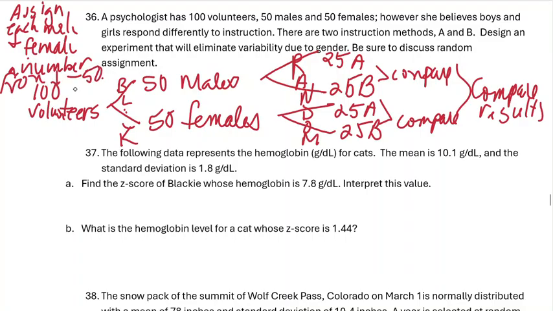Use the random integer generator. I'm not going to write the rest of it because I don't have room. Use the random integer generator with no repeats to select 25 different numbers between 1 and 50. That group will receive treatment or instruction A, and the remaining 25 will receive instruction B. So that would be how I would do it.